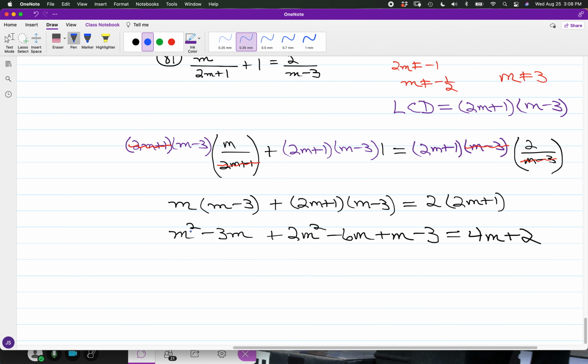And gathering like terms, at the front you have m squared plus 2m squared, and this will make 3m squared. And in the case of first order m terms, we have negative 3m minus 6m is a negative 9m, plus m is going to be a negative 8m. Of course, we have minus 3, is equal to 4m plus 2. Now we've got a quadratic equation in the variable m.